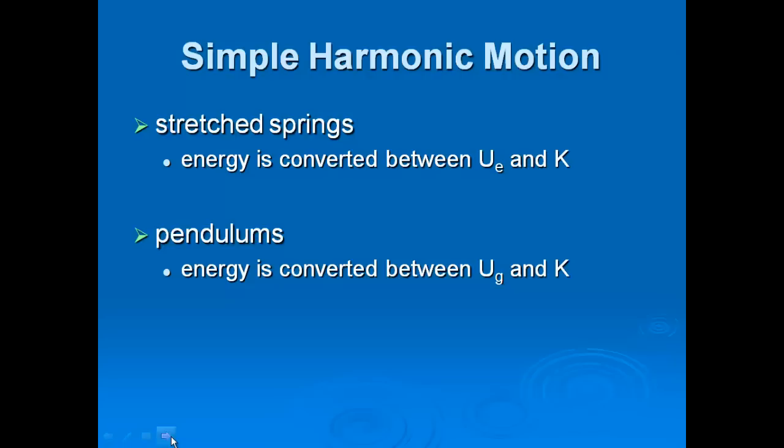We can talk about stretched springs, in which energy is converted between the elastic internal energy, remember, we used U in the last unit, and the kinetic energy. And in pendulums, the energy is converted between the gravitational internal energy and the kinetic energy. So those are the things that we're going to be thinking about. So try those problems out of the book. We'll talk about it tomorrow, do some more practice problems, and then we'll move on to pendulums. So good luck.